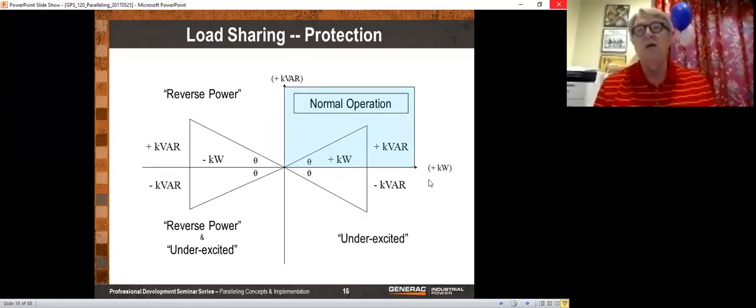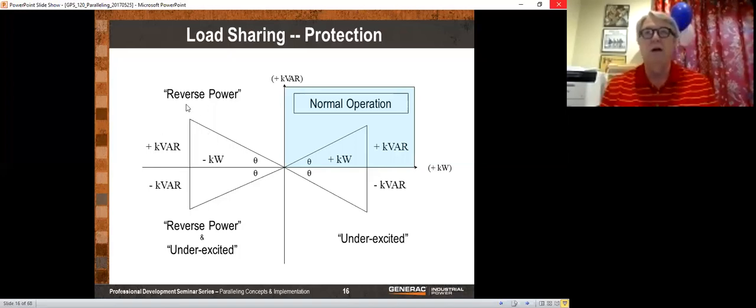Now, these are the quadrants of generator operation, and you can see on the horizontal axis we have our kilowatts, and on the vertical axis we have our kilovars. So normally we want to operate in a position where we're generating kilowatts and we're generating kilovars, and generators are very happy with that.